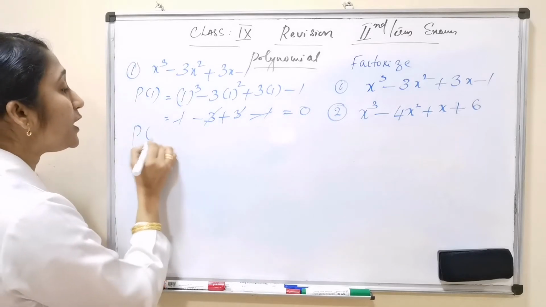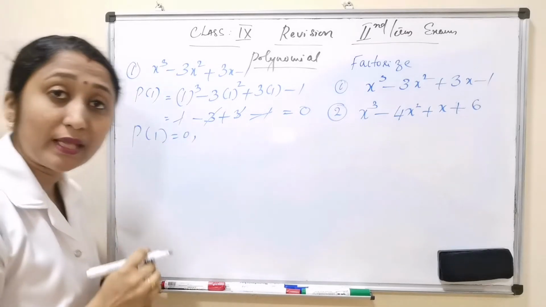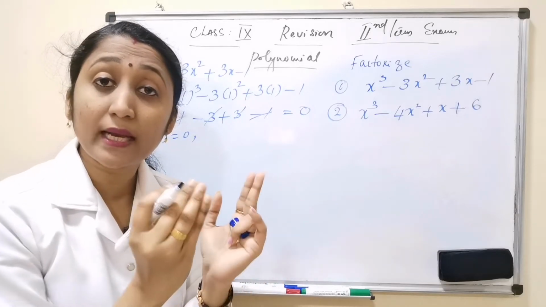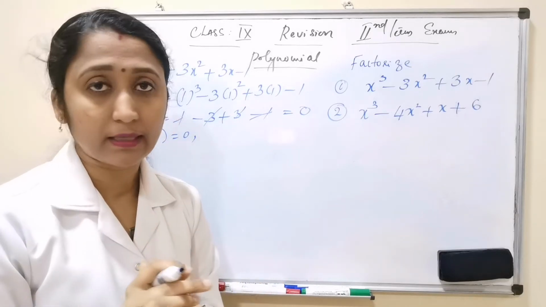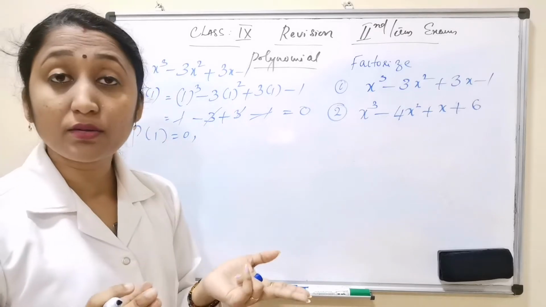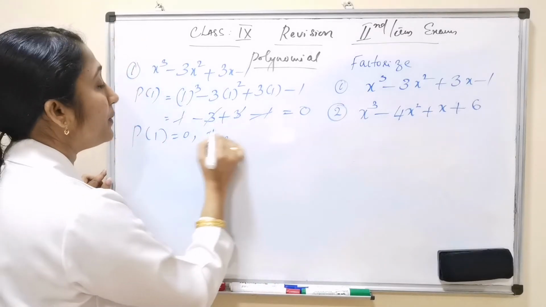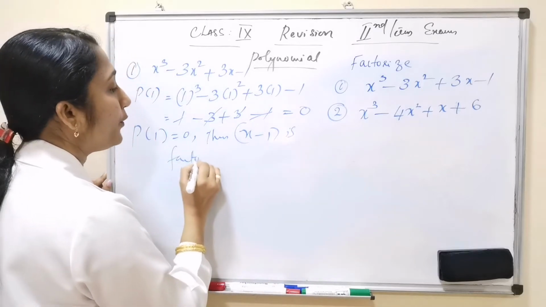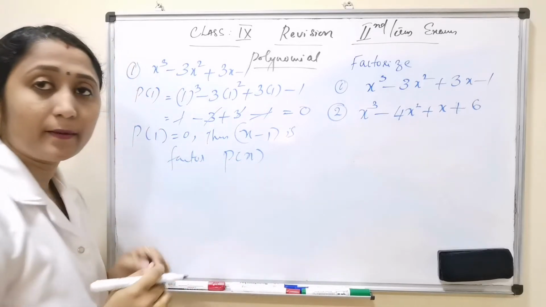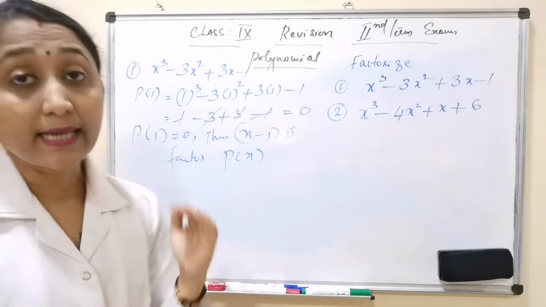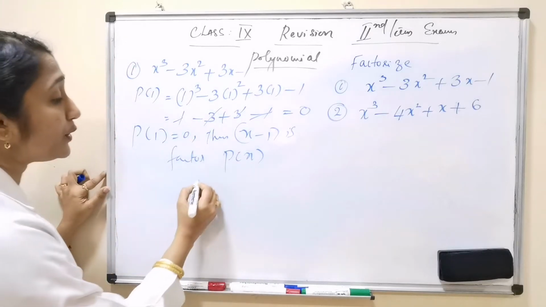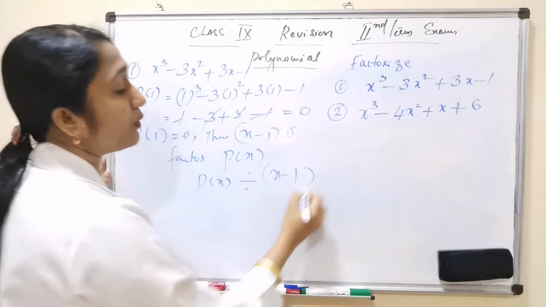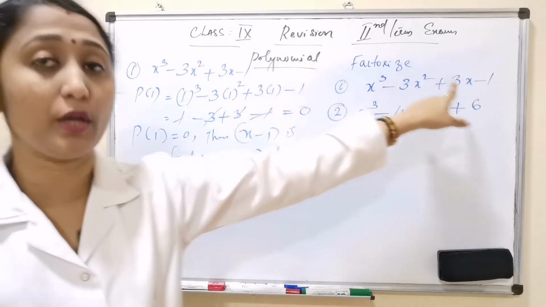So if p of 1 equals 0, then what is the factor theorem? If p of a equals 0, then x minus a is a factor. So here p of 1 equals 0, then x minus 1 is a factor of p of x. Is it clear? What is the next step? Next step, we have to divide p of x by x minus 1. This is the p of x.